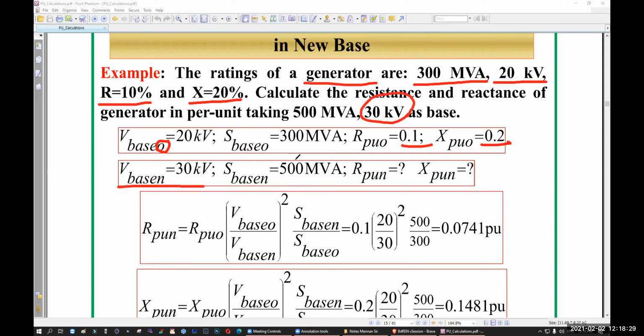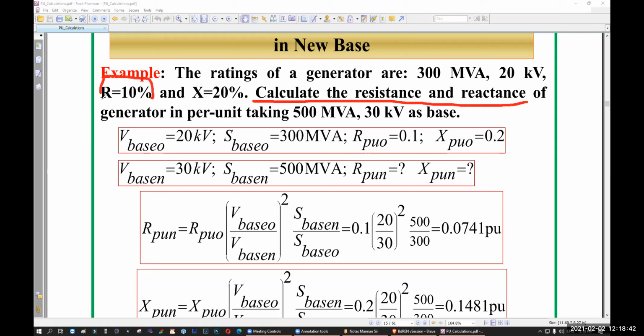30 kV. Your S base new will be what? 500 MVA. Now what will happen? Okay, what are the things you have to calculate? Calculate the resistance and reactance, nothing else. So what will be the new value of this one and what will be the new value of this one?